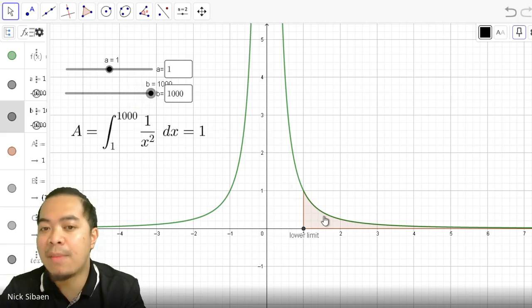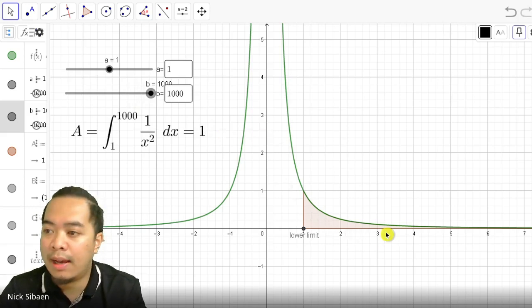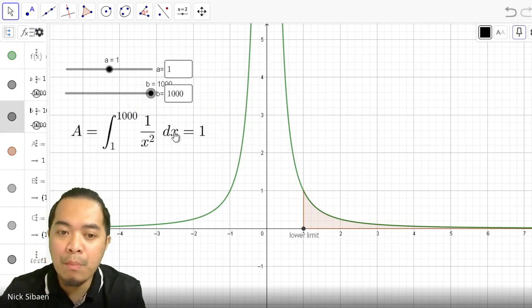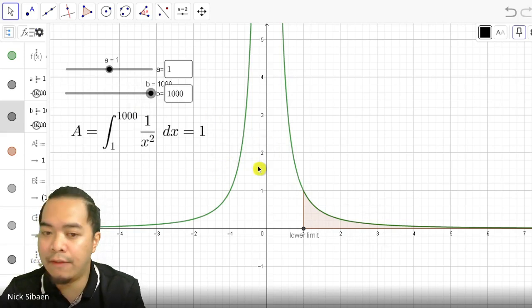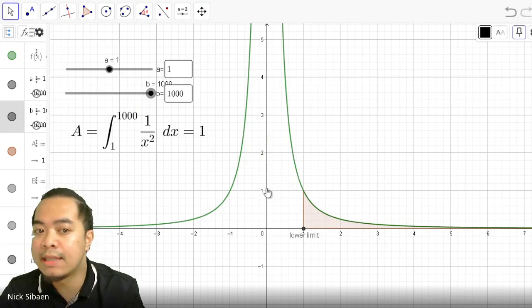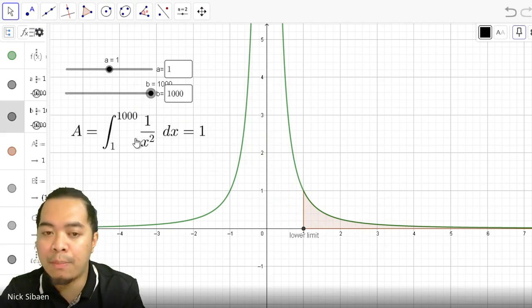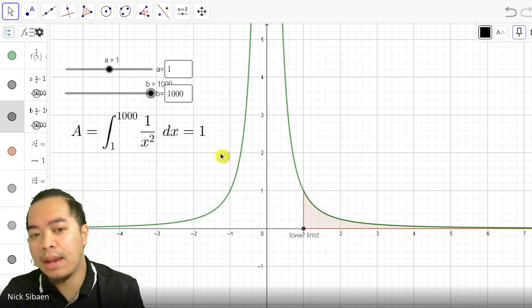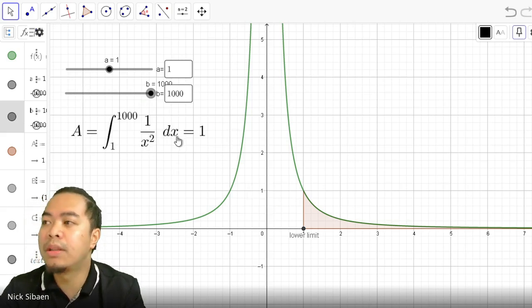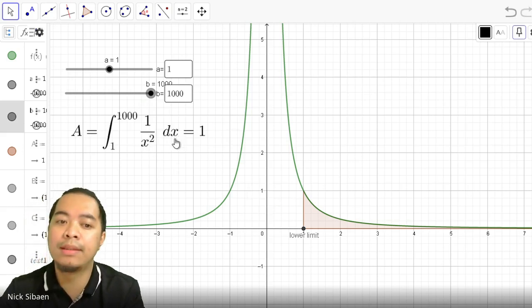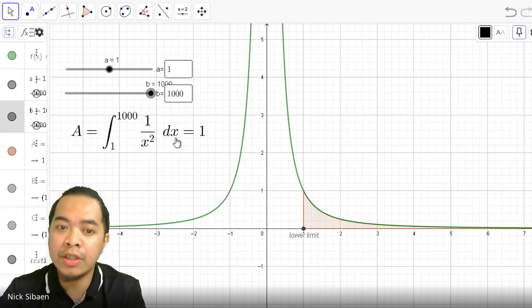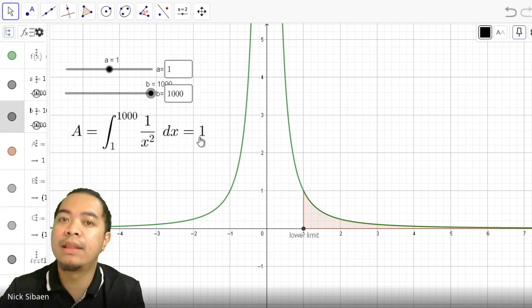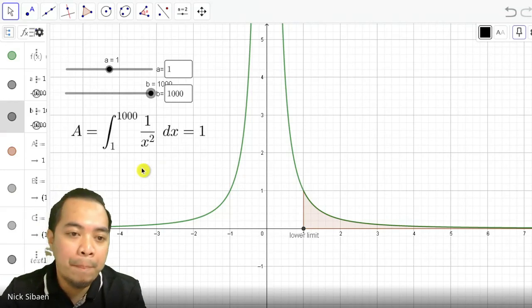So this is an example of a function such that even if one of the limits is infinity, maaaring ang area natin ay definite. Ibig sabihin, convergent kasi yung integral na yon, yung improper integral na yon. Makaka-compute ka lang ng area dito kung ang improper integral mo ay convergent. Otherwise, sasabihin mo lang na divergent, ibig sabihin walang area, indefinitely increasing or decreasing.